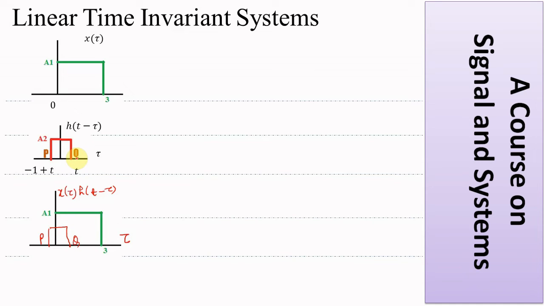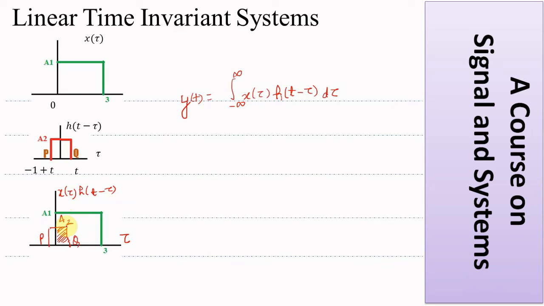If in this case I want to again integrate, I can write y of t is equal to the integral from minus infinity to plus infinity of x of tau h of t minus tau d tau. If I want to evaluate, you can see that the only part that is overlapping is this region, the overlapping of x of tau and h of t minus tau. The magnitude of this portion is a2.